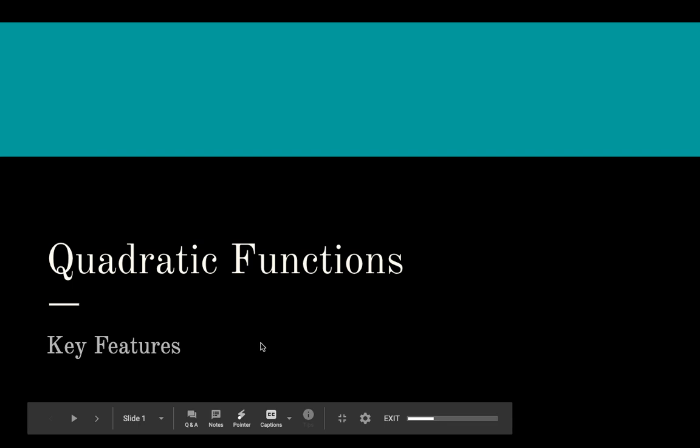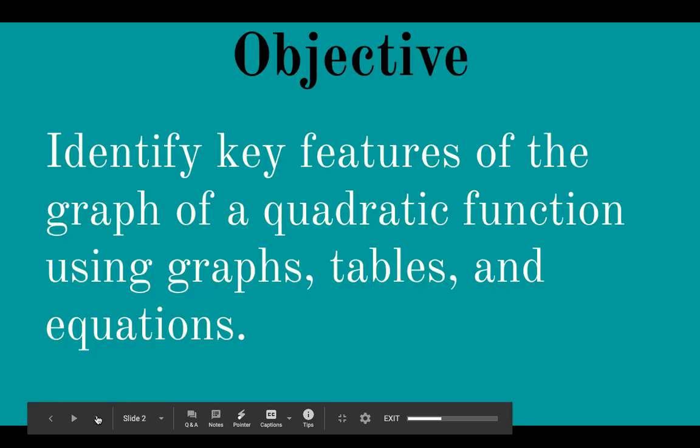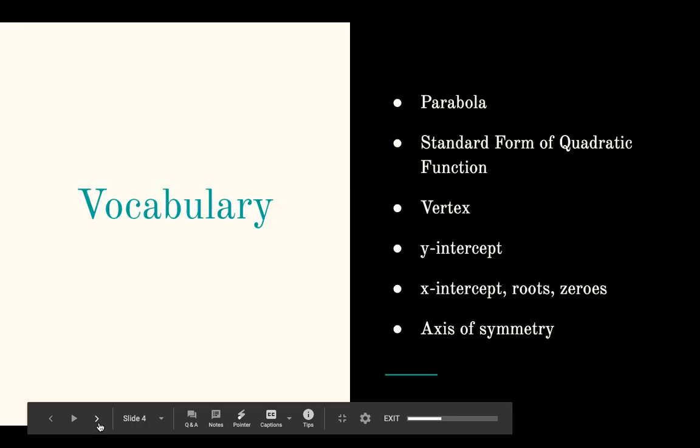This is Miss Sec. This is a pre-recorded class for algebra for Tuesday, June 2nd on quadratic functions, key features of the graph. This is actually a second recording of the video because I had made a mistake in the first recording, so I'm recording it again. Today we're going to identify key features of the graph of a quadratic function using graphs, tables, and equations.